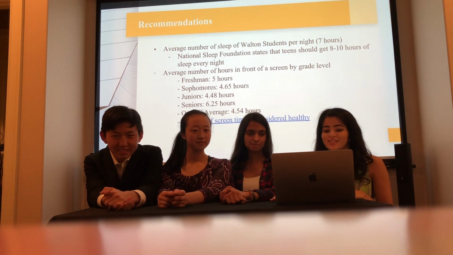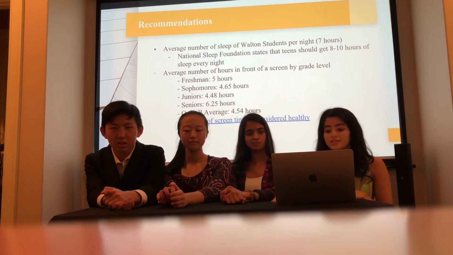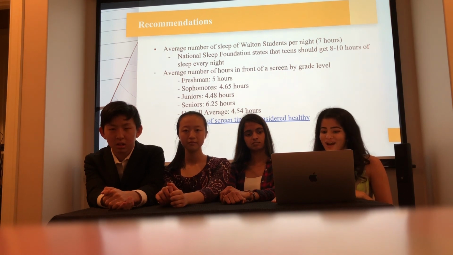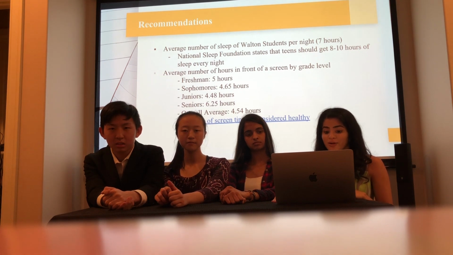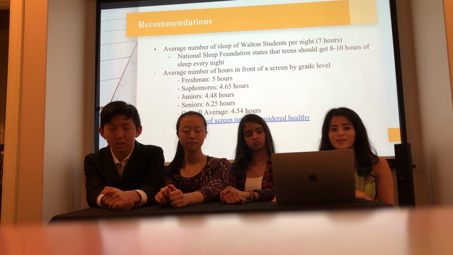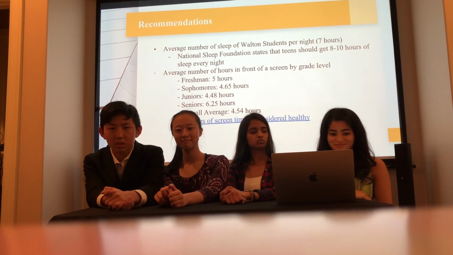Here are some recommendations. The average number of sleep of Walton students per night was 7 hours. According to National Sleep Foundation, teens should get 8 to 10 hours of sleep every night. The average number of hours in front of a screen of freshmen was 5 hours, sophomores 4.65 hours, juniors 4.48 hours, and seniors 6.25 hours. The overall average was 4.54 hours. According to wellness.com, teens should have 2 hours of screen time, which is considered healthy, per day.